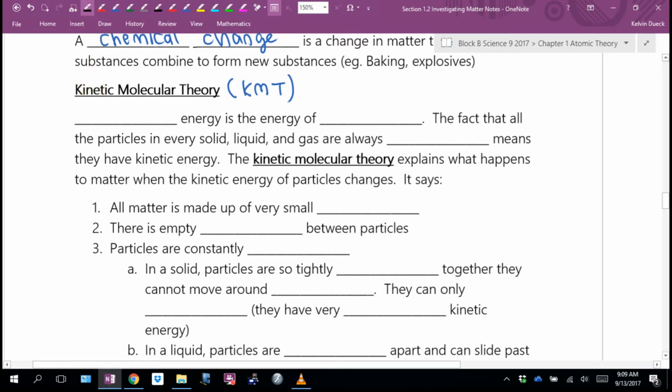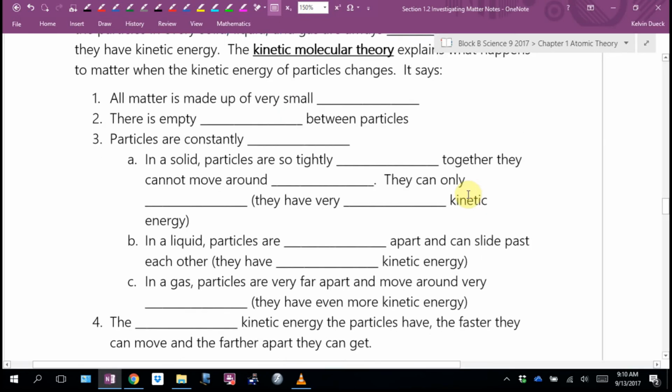What's the K stand for? Kinetic energy is the energy of motion. If an object is moving, it has kinetic energy. And the fact that all the particles in every solid, in every liquid, and in every gas are always moving, unless they're at absolute zero, means they have kinetic energy. KMT, the kinetic molecular theory, explains what happens to matter when the kinetic energy of particles changes.